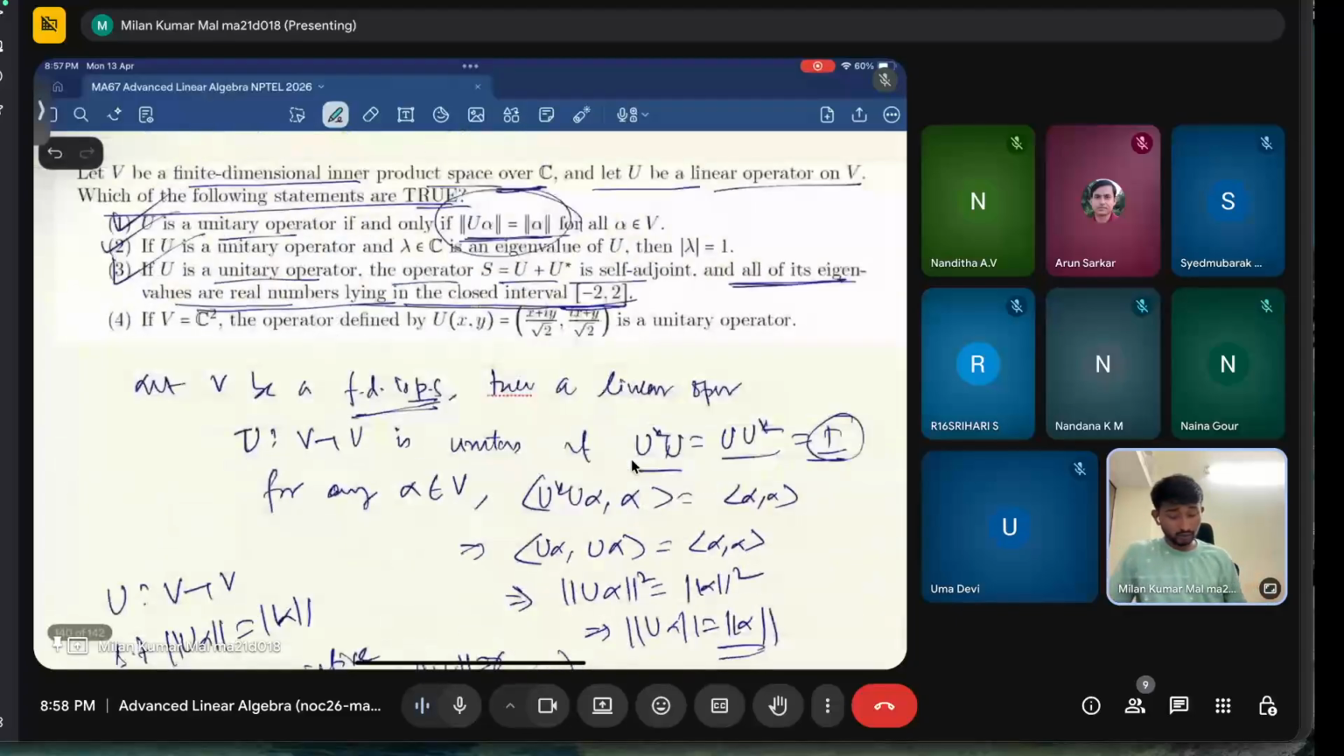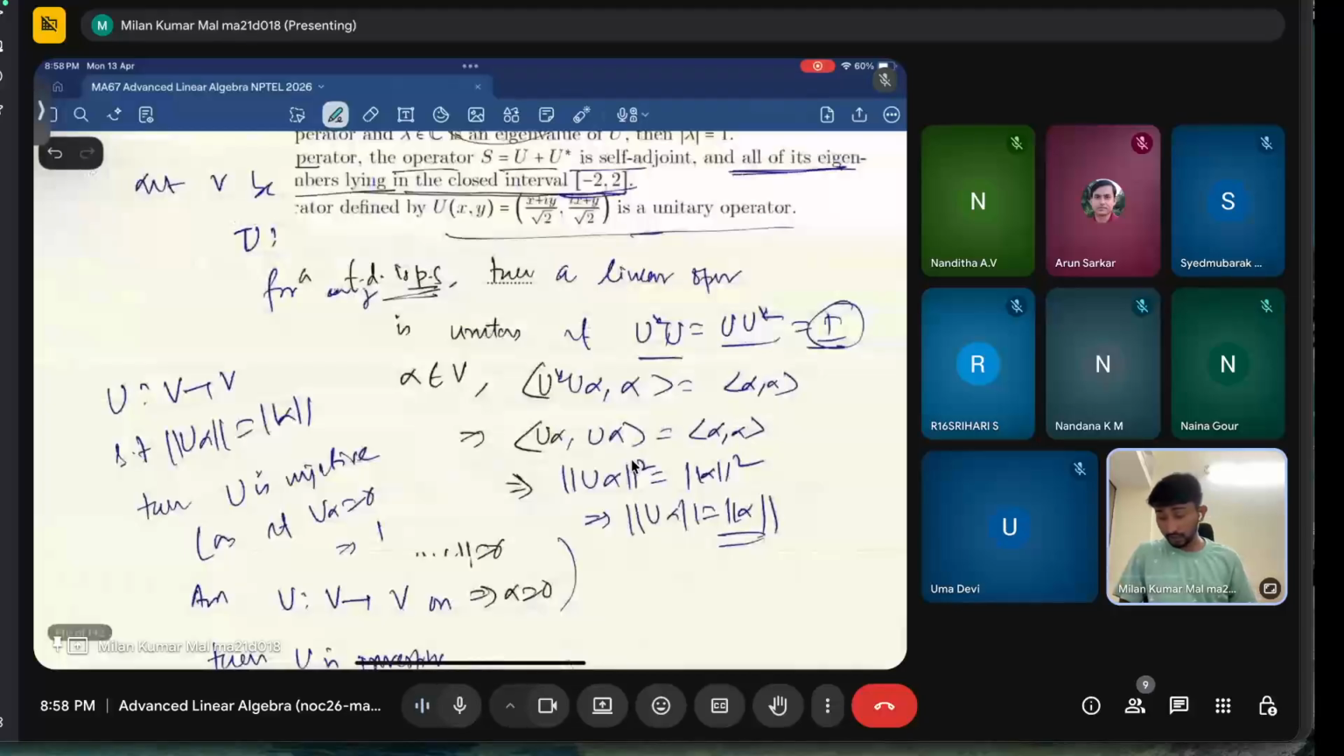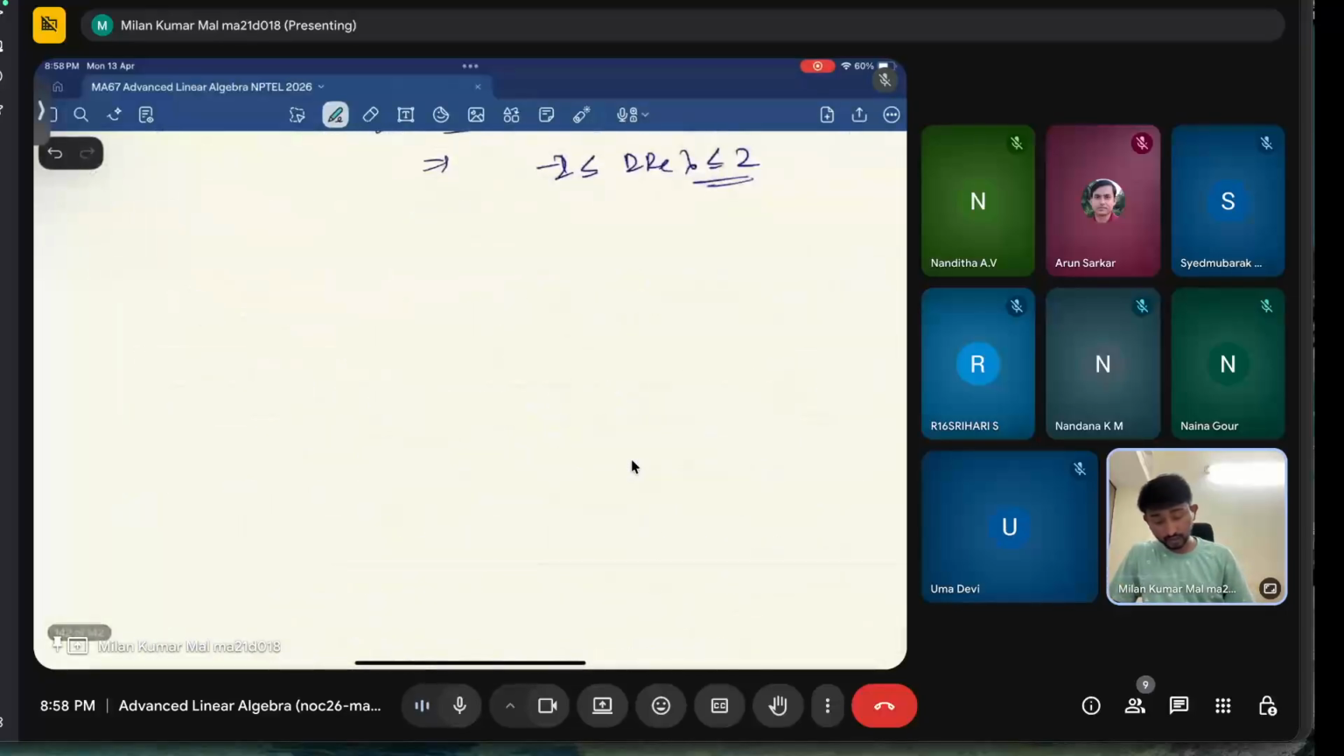Let V equal C2. The operator defined by U(x, y) equals this is a unitary operator. Okay, what is the operator U actually defined as? I'll just quickly check this one. Here, all the options are correct.